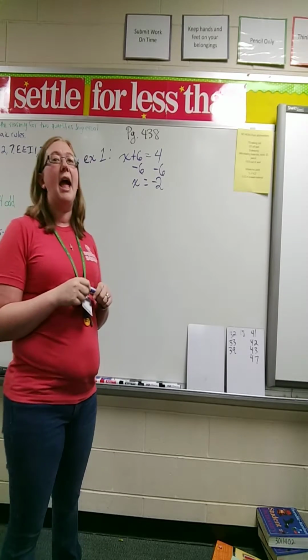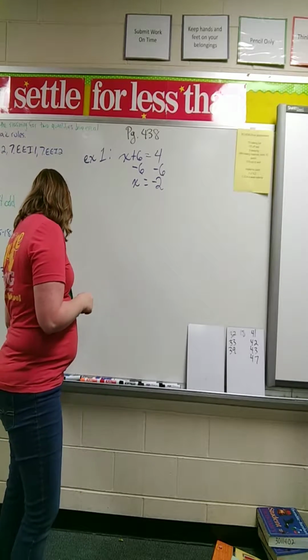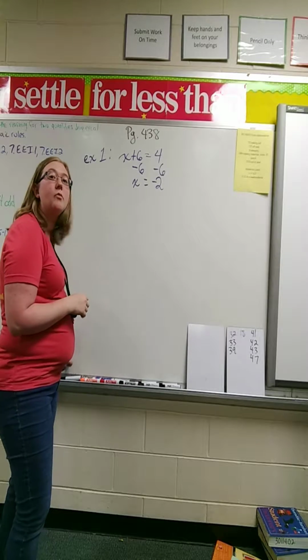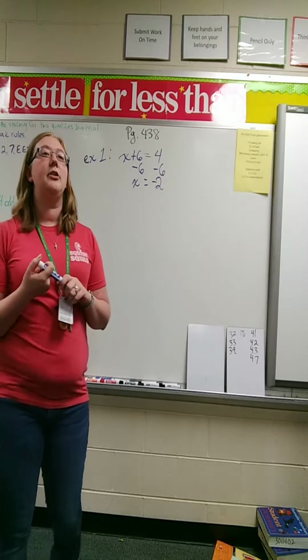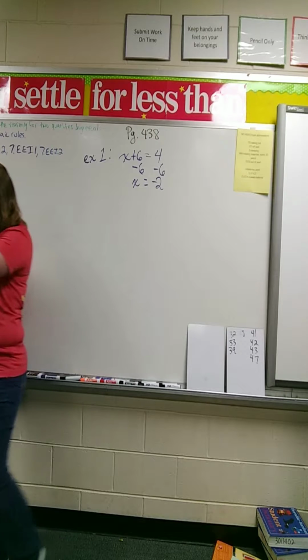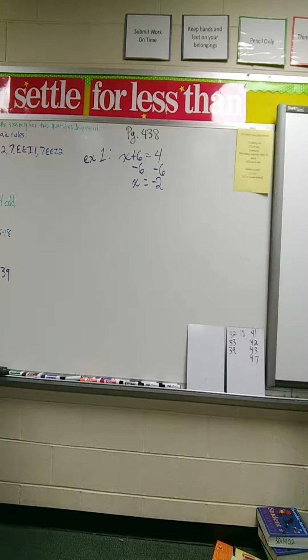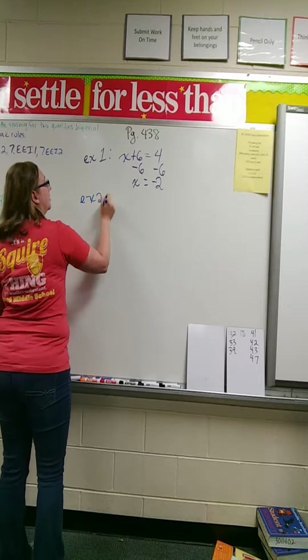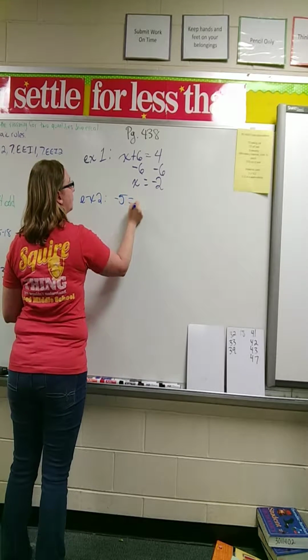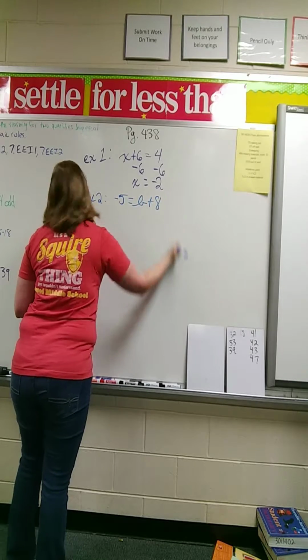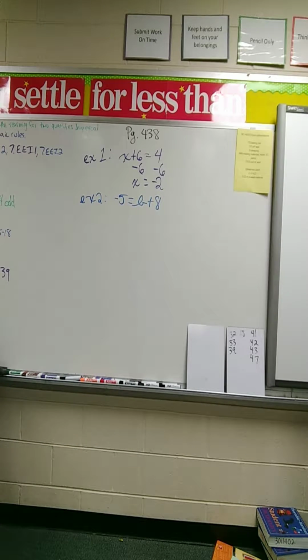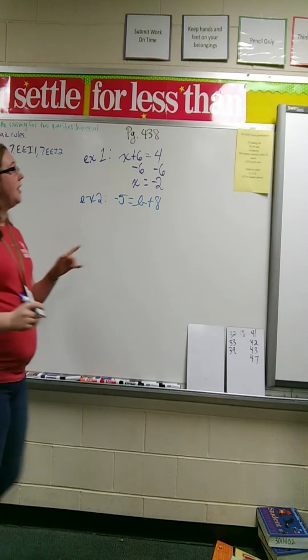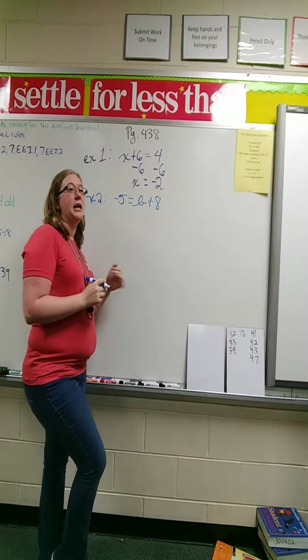So let's look at another example. Because this time we have to do it when there's a negative involved. Negative 5 equals b plus 8. Negative 5 equals b plus 8.